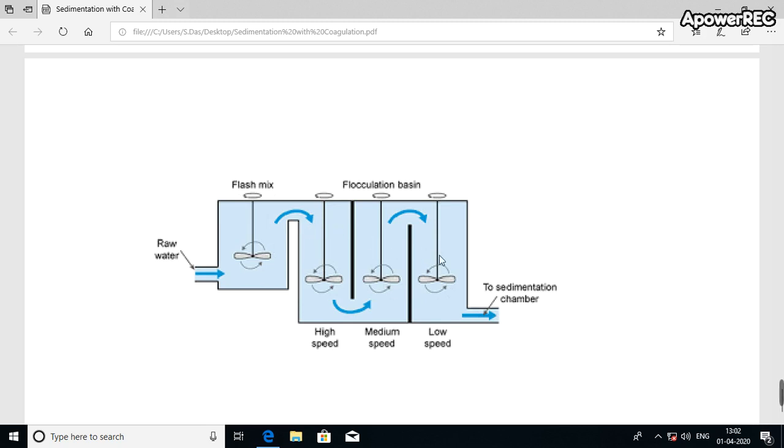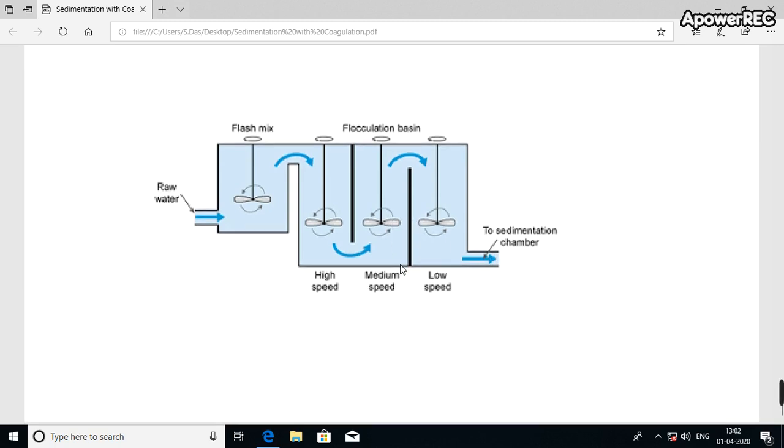Obviously, all the paddles are not at the same speed. The speed ranges from high to low, and you can see that the raw water comes in. The alum is added in the flash mix. Then the water comes into the flocculation basin, and after the mixing process is done, it goes to the sedimentation chamber, where all the sediments are collected for 10 to 12 hours, or even 12 to 24 hours if needed. Then the water comes out so that it can be purified.